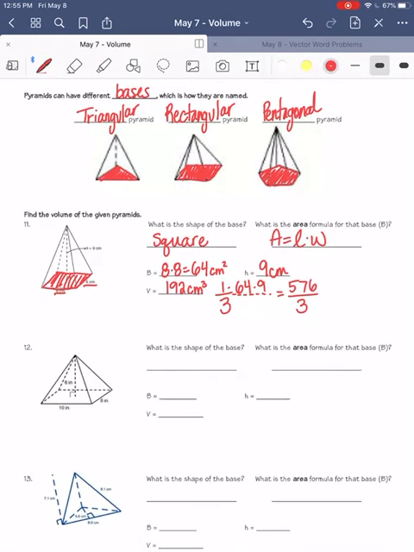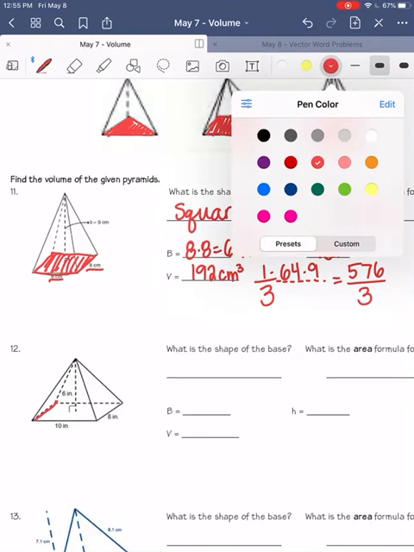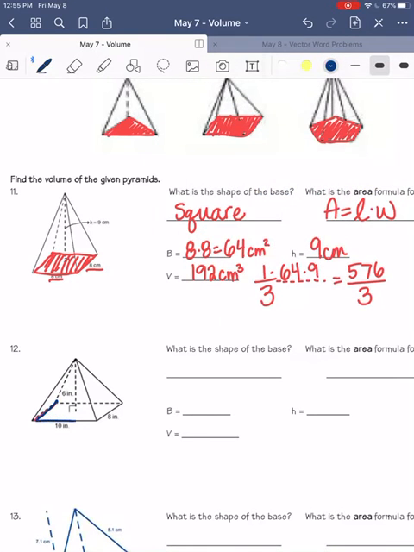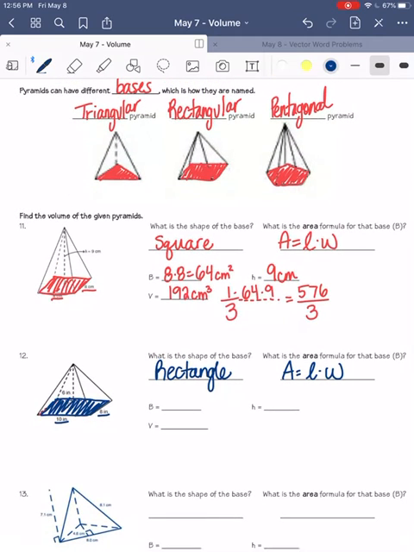We have another pyramid because it is going to a point. So let's look at the base. Let's change color here for a little variation. What is the shape of the base? Well, if we have a 10 and an 8, it's not the same, so it's going to be a rectangle. How do we find the area of a rectangle? It's the same way we just did a square, length times width. So we're going to do 10 times 8 as our big B, or the area of just that base. That's 80. Now the height is 6.